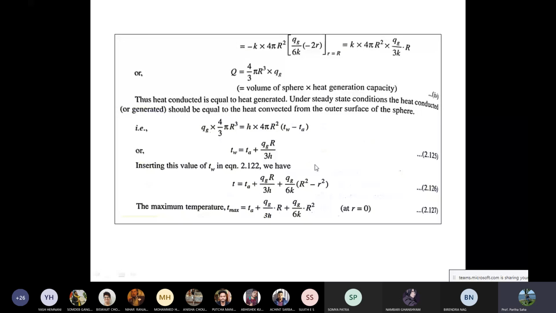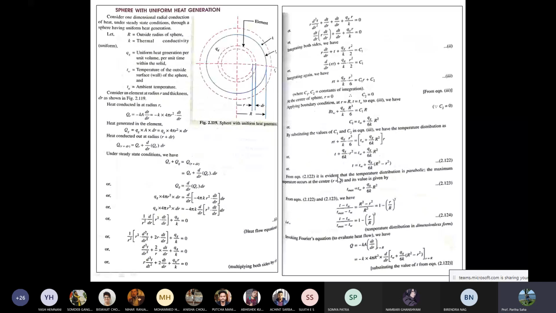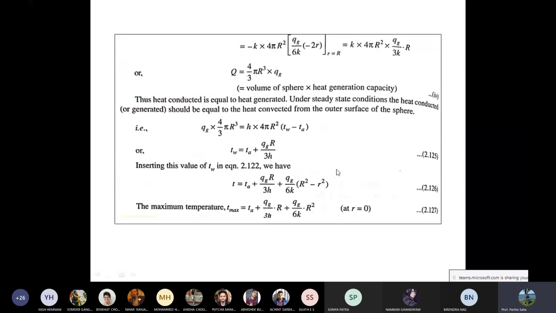Now, if you put this value of Tw into equation 2.1.2, the original expression, then it becomes T equal to Ta plus qg R/3h plus qg/6k (R squared minus r squared). The maximum temperature is when small r equal to 0, it becomes Ta plus qg R/3h plus qg/6k R squared. This term becomes 0. I hope you understand this. This expression will be easier.